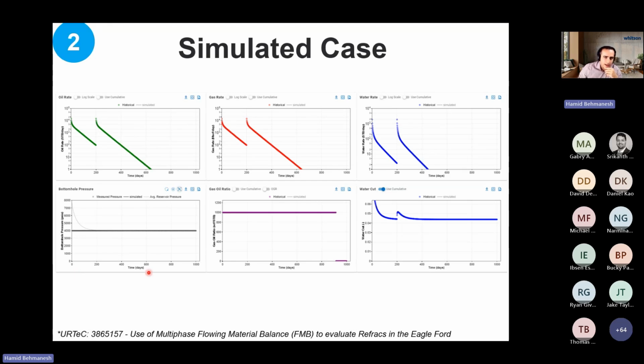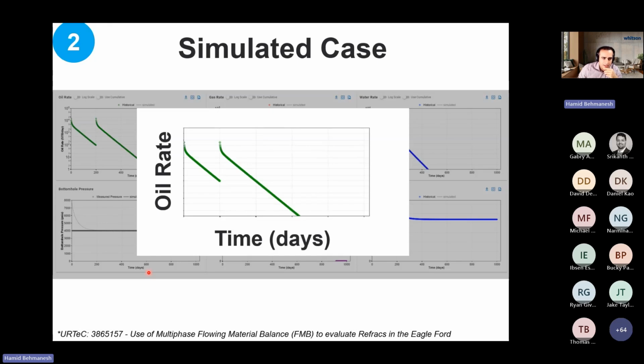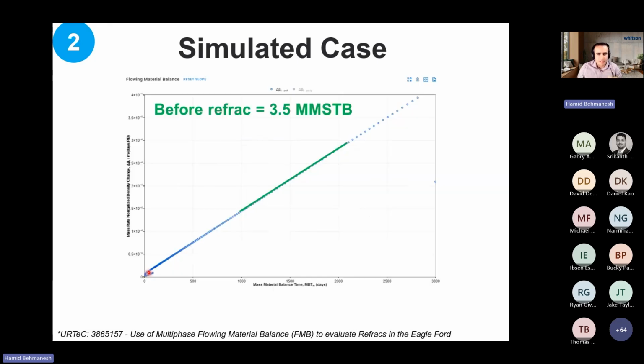And then we're going to analyze this data on the FMB to see how they look. So this is when we do the analysis based on the clear refract data, and then when we do the analysis based off the refract data. So we clearly see that FMB is able to account for additional reserve due to refract, before the period and after refract. So it's all double.